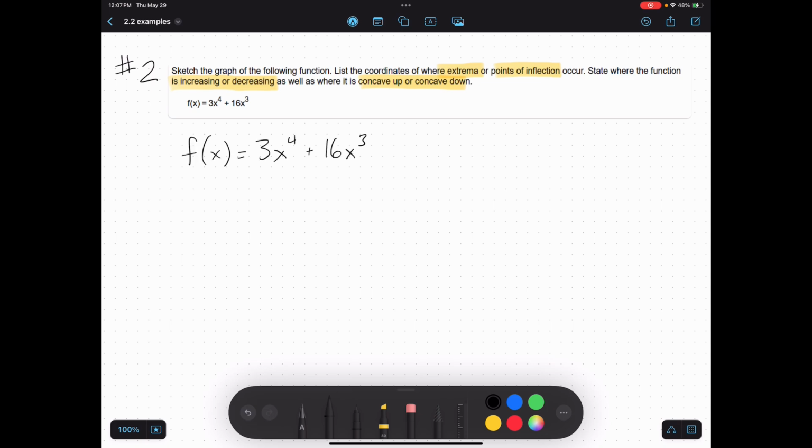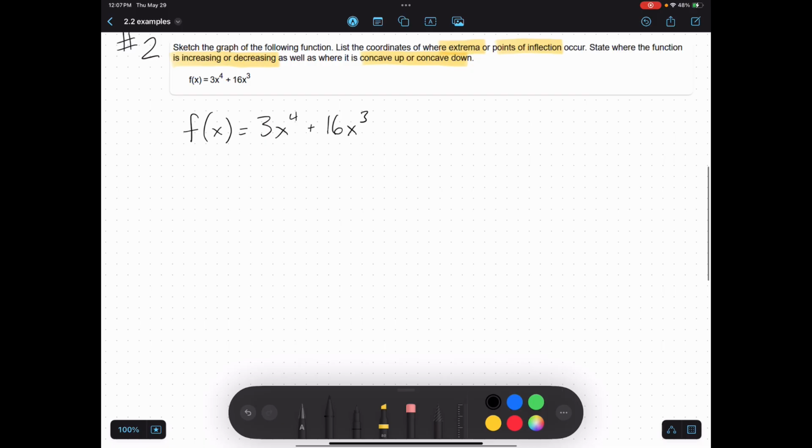It lists these things in a certain order, but we don't have to follow that order. We can do it in whatever order we want and then answer the questions at the end. That's what we're going to do here. Here's my function. First thing I'm going to look for is critical points. Where can my relative extrema happen?